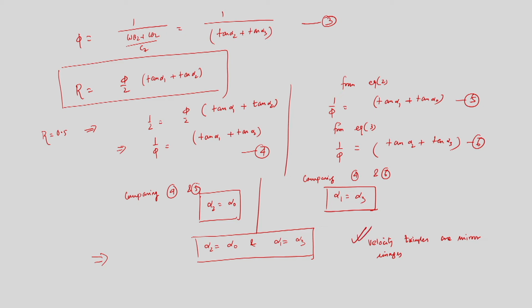This is very important: the degree of reaction is a function of the velocity triangle. For a particular magnitude of degree of reaction, let us say 0.5, we have seen that the velocity triangles are mirror images. So alpha 2 is equal to alpha naught and alpha 1 is equal to alpha 3. If you draw the velocity triangle for r is equal to 0.5.